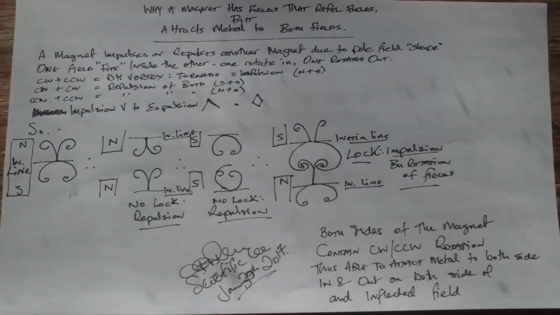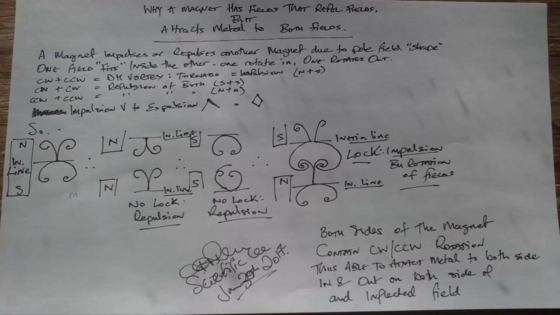Okay, and now one of my favourite bits, why a magnet has fields that repel but attracts metal to both sides. Well, here's the reason. A magnet impulses or repulses another magnet due to pole field shape. One field fits inside the other. One rotates in, one rotates out. Clockwise plus counterclockwise equals a double helix vortex. A tornado equals impulsion, north plus south. Clockwise plus clockwise equals repulsion of both, south and south. Counterclockwise and counterclockwise equals repulsion of both, north and north.